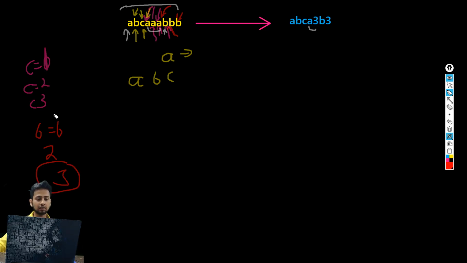And once we got, let's say, A 3 times, then we simply write A and the number of times it occurred. So it occurred 3 times, so we write 3. And again for B it occurred 3 times, so it is going to be 3.